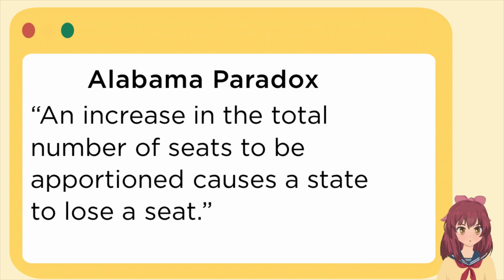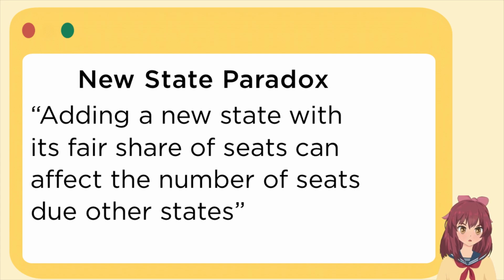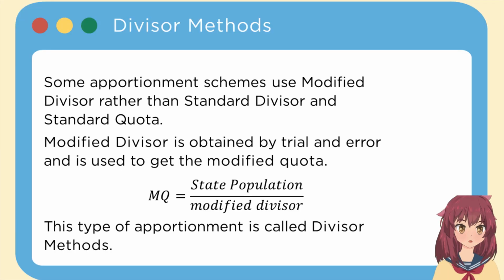While Alabama paradox believes that if the total number of seats increases, merong isang state na mababawasan yung seat allocation niya. While New State paradox, on the other hand, means that adding a new state with its fair share of seats can affect the number of seats due to other states. As we saw in the previous parts of the video, standard divisor and standard quota are mostly used in apportionment schemes. However, there are times when modified divisors are used instead.